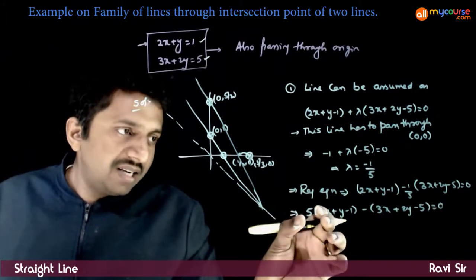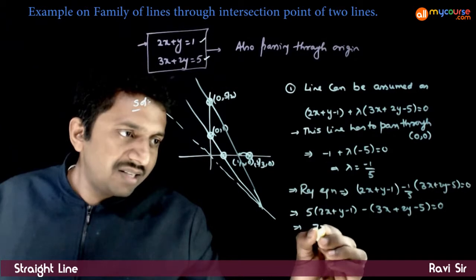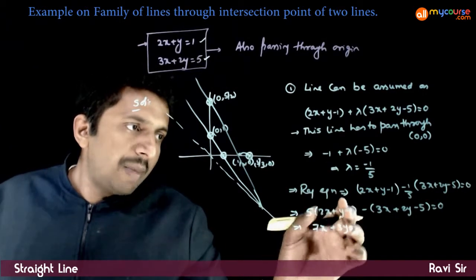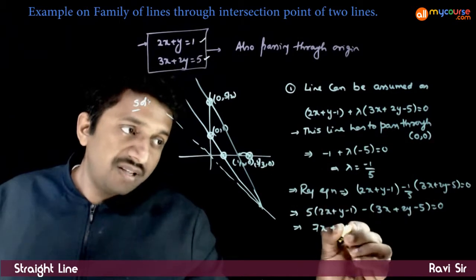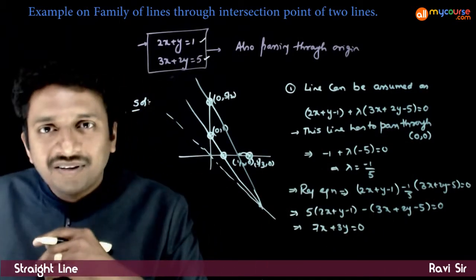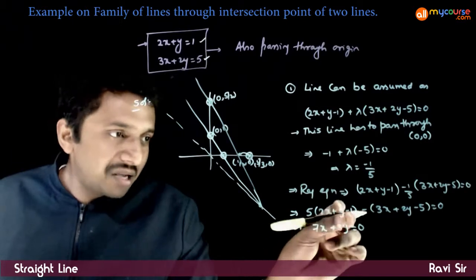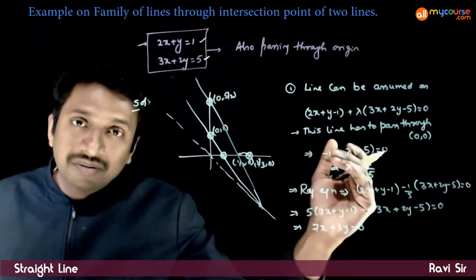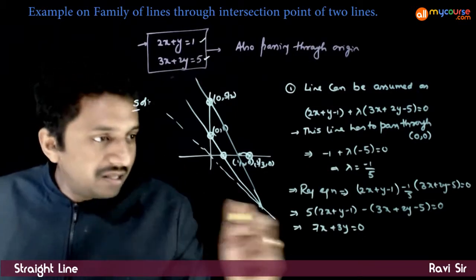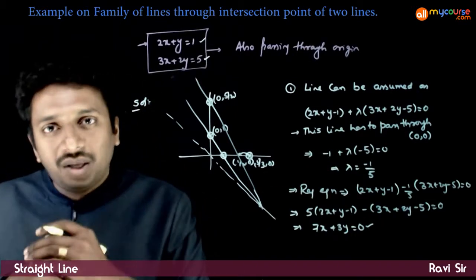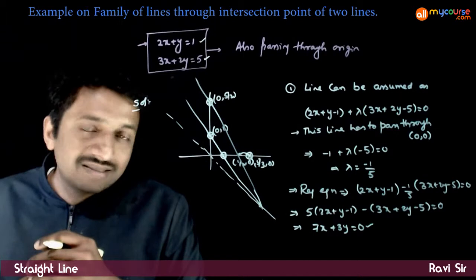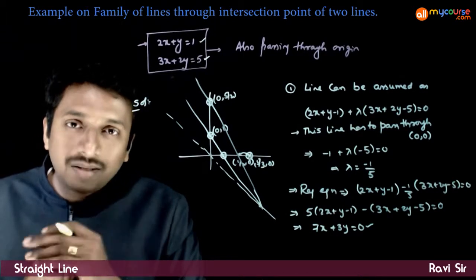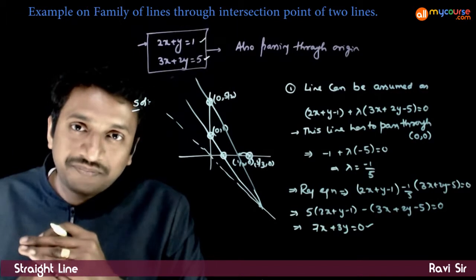This implies 10x minus 3x is 7x, 5y minus 2y is 3y, minus 5 plus 5 is equal to 0. So you can very clearly see that the constant term has become 0 because that's the condition by which we have found lambda. So this will be the required equation: 7x plus 3y is equal to 0. So let us check whether this is actually right or wrong.